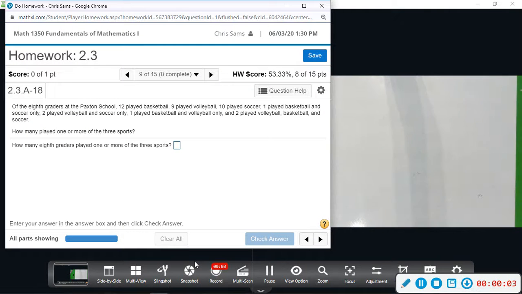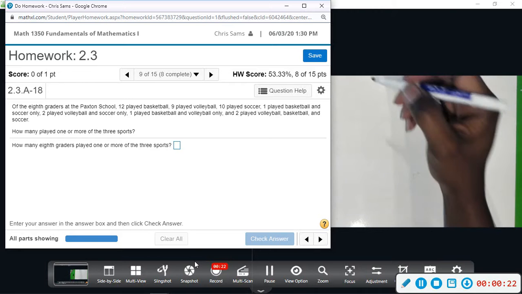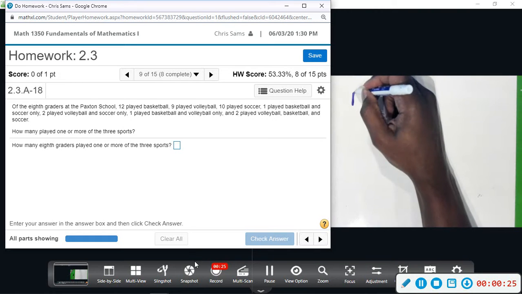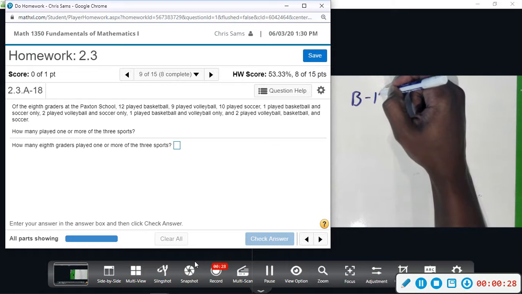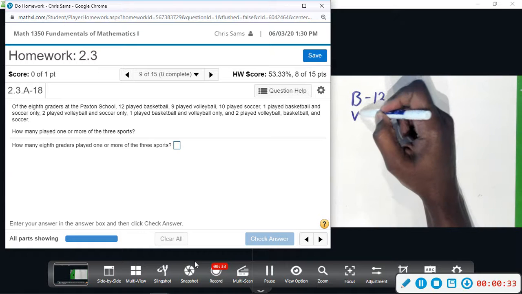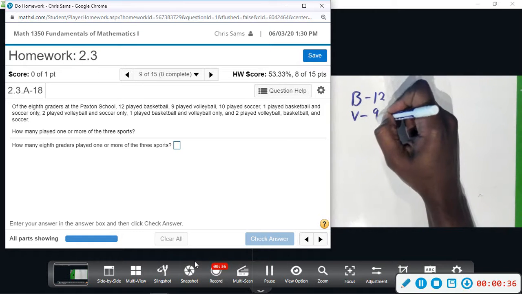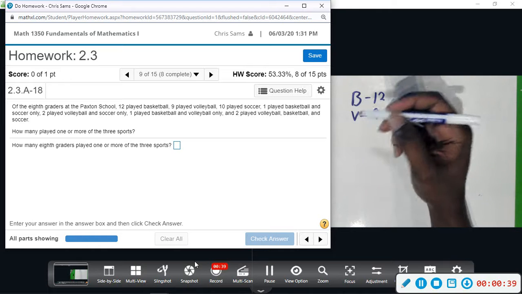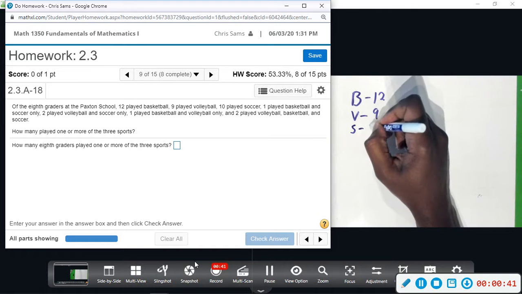Okay, number 9. It says of the 8th graders at Braxton School, 12 played basketball, 9 played volleyball, 10 played soccer. I'm going to go ahead and start listing these out because we got a lot of information. We're going to say B for basketball, and I'm going to put a 12. 9 played volleyball, so V, and we'll put a 9, and 10 played soccer, so S for soccer, and we have 10.